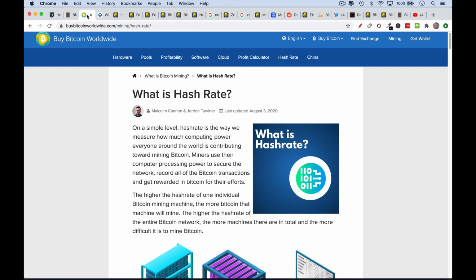So the first thing we'll start with is just the hash rate. And hash rate is just a measurement of how much computing power is being contributed by miners on the network. You can think of the network as sort of like a supercomputer, and the hash rate is a measurement of the computing power of the supercomputer, which is just all the miners and nodes connected to the network.